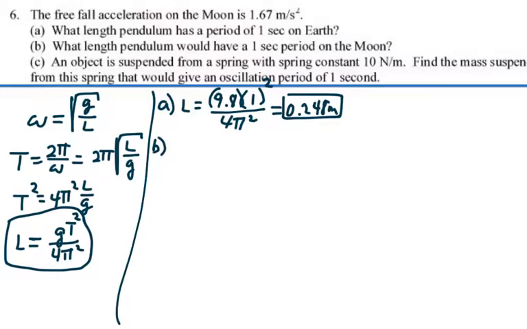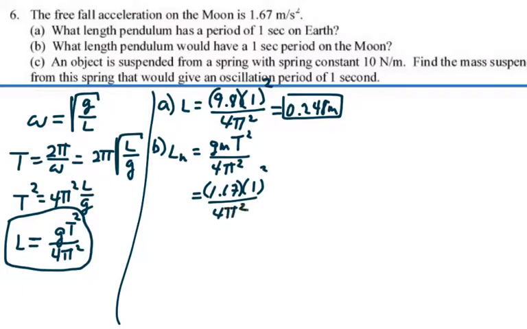If we were on the moon, what would be the length of the pendulum? The length of the pendulum on the moon is the gravitational acceleration of the moon times the period squared over 4 pi squared. So on the moon, that's going to be 1.67 meters per second squared times 1 second squared over 4 pi squared. And that's equal to 0.0423 meters, or 4.23 centimeters.